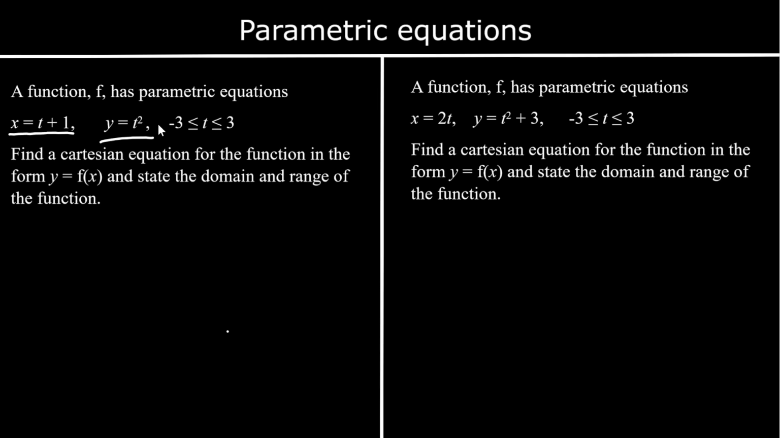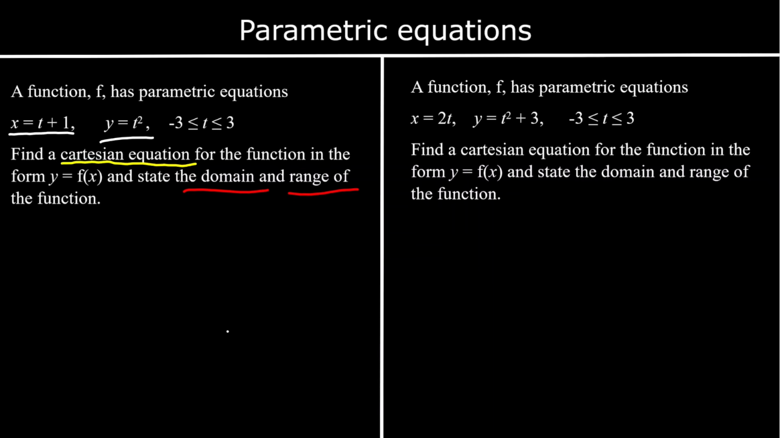In this question, we need to find the Cartesian equation for the function. And whenever we see Cartesian, it means just an x and y. So an equation just with x and y in it, no other parameter. In the form y equals f of x, so y the subject, state the domain, which is what x can be, and the range of the function, and the range is what y can be. So we can find the Cartesian equation by eliminating t.